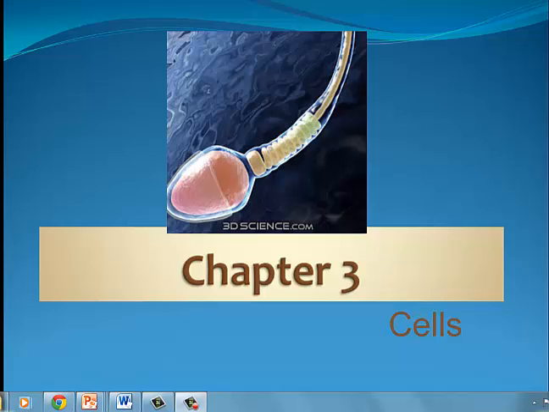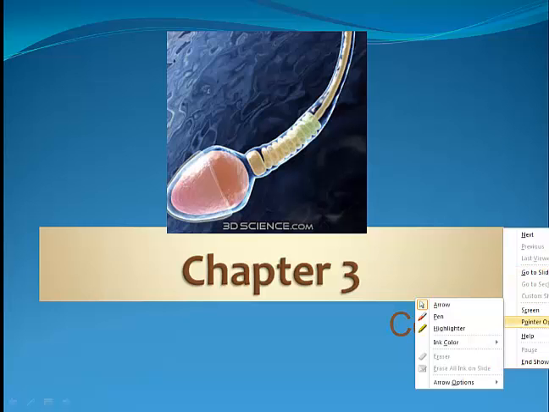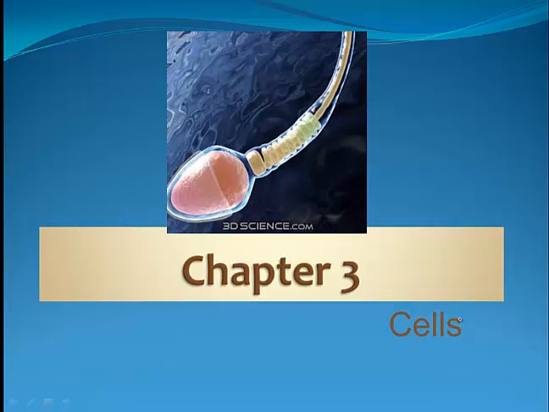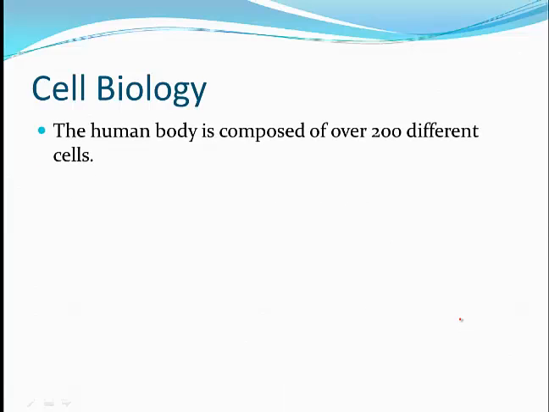Okay, in Chapter 3 we're going to be studying the different cells of the body and what they do in order to keep the body healthy and working correctly. So when we talk about the human body, it is actually composed of over 200 different kinds of cells. You have 100 trillion cells that make up your body, but there's over 200 different kinds, from liver cells to skin cells to cardiac cells.